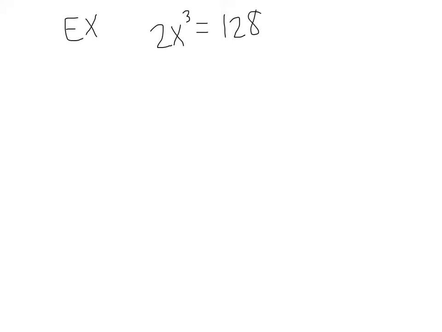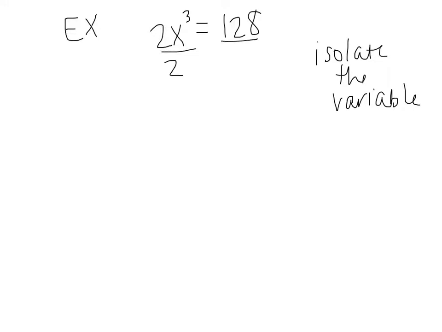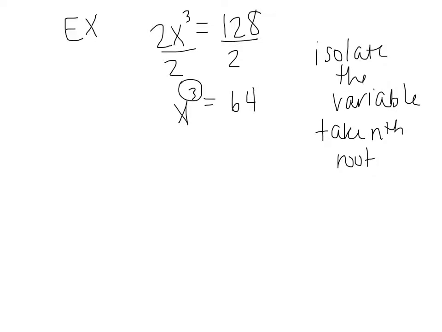First thing we're going to do is isolate the variable. So I need to divide by 2. I get x cubed equals 64. And then we're going to take the corresponding nth root that goes with that exponent that is part of that equation. So I'm taking the third root of both sides.